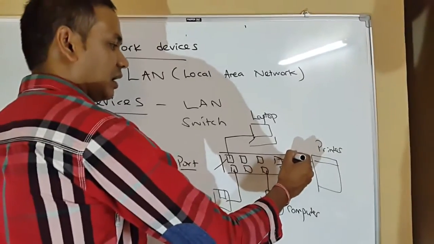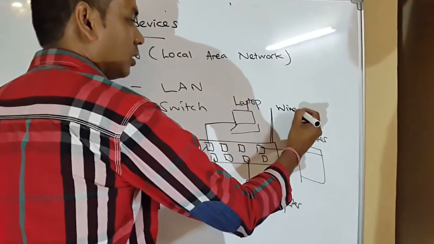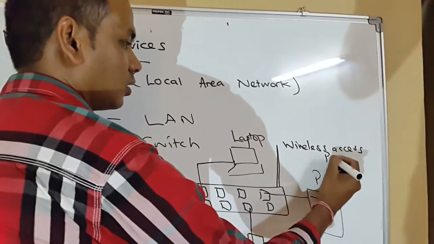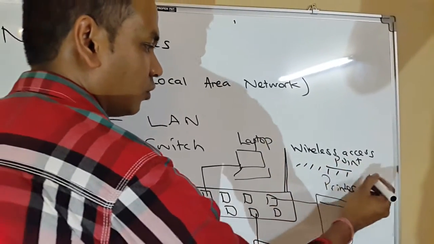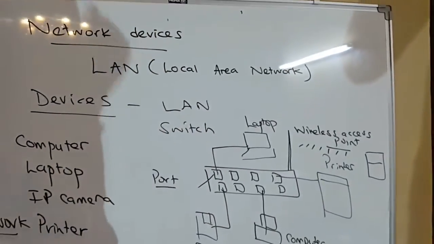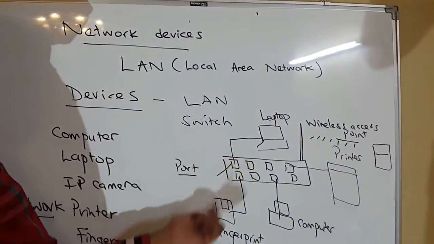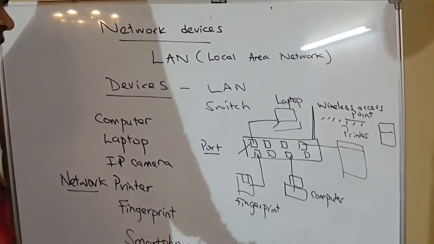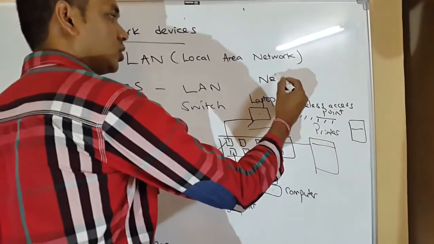Now, if this switch has a wireless antenna, that becomes a wireless access point, and it can connect, for example, a smartphone. That's a very basic network. It's a network switch where we have different types of network devices. Each one of those is referred to as a network host.